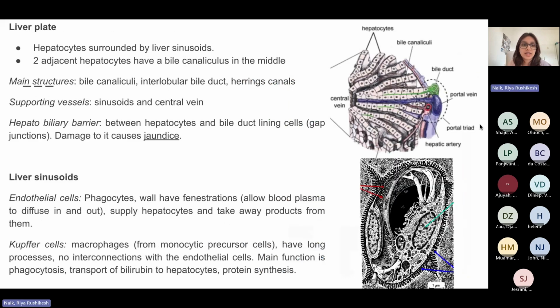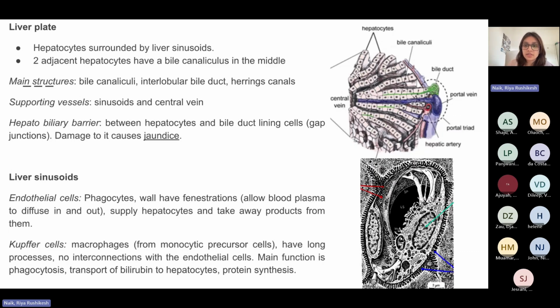Next, we have something called a liver plate. In this diagram, you can see a bunch of hepatocytes which are connecting, and when hepatocytes connect and form a rod-like structure, that is called a liver plate. The hepatocytes are surrounded by sinusoids. You can see this, for example, over here. Liver sinusoids are basically just vessels which carry blood into the liver.